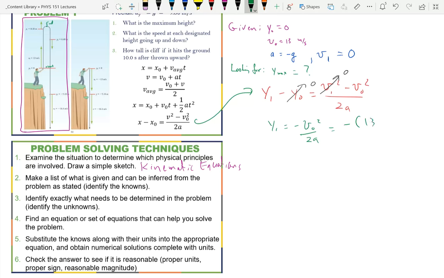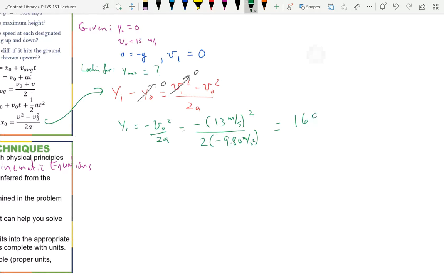Equals minus my initial speed, 13 meters per second, quantity squared over 2 times my acceleration, minus 9.80 meters per second squared. That's equal to 169 meters squared per second squared divided by 19.6 meters per second squared. Notice I keep my units in there. I'm not going to mark you wrong if you don't put them in, but you might not have the right answer. Because if your units don't work out, you know you're wrong. Or if you have like meters per kilometer, well, you're off by 3 orders of magnitude. So that's why I keep them in there.